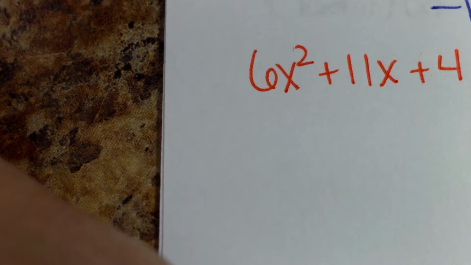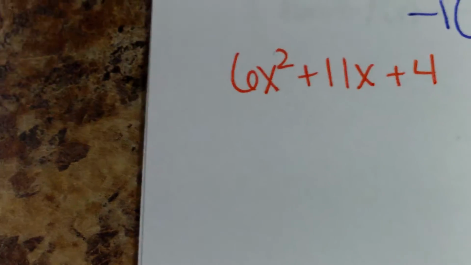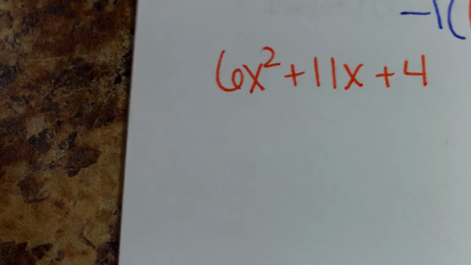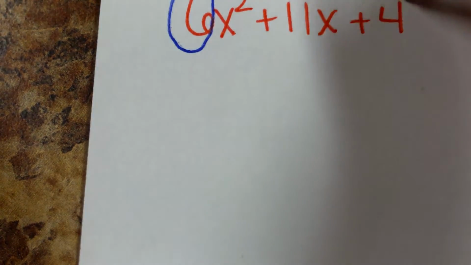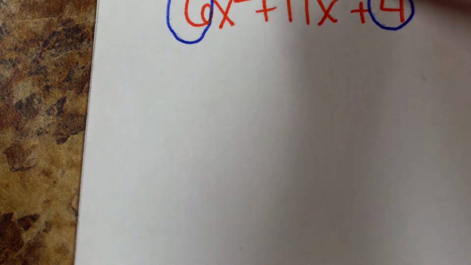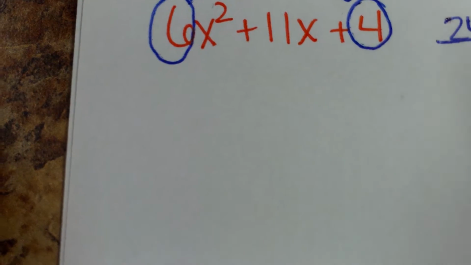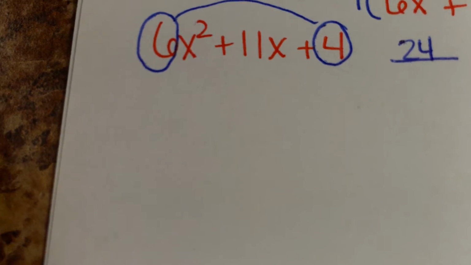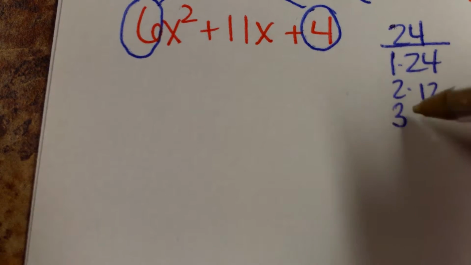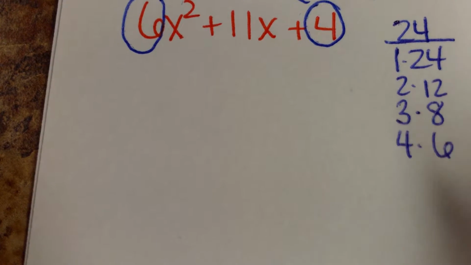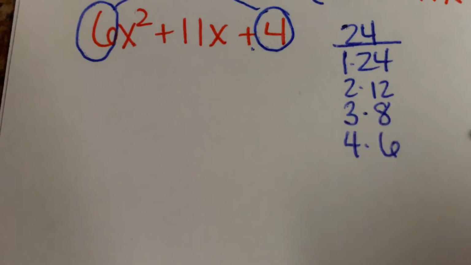So first thing you check is, does it have a greatest common factor? Is there a number all 3 of them divide by? The answer is no. So then now we have to do that special type of factoring where we're going to multiply the 6 times the 4, which is 24. And we get all the factors of 24. So that would be 1 times 24, 2 times 12, 3 times 8, 4 times 6. And this symbol tells you that you are going to add them.